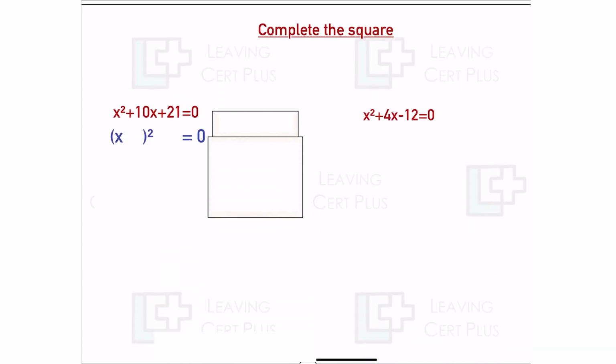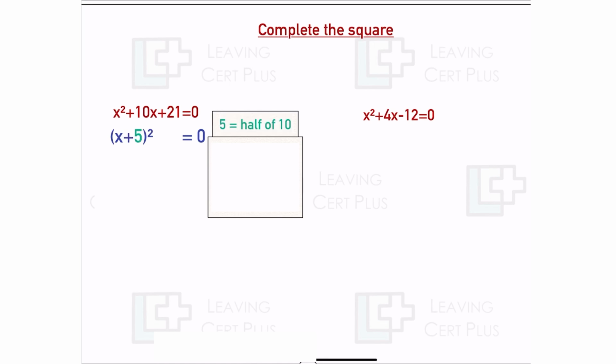So the steps you need to take, if you look at this example here, you've got x squared plus 10x plus 21 is equal to 0. You want to find the roots by completing the square. So first of all, you open up a bracket like we have here. So x, and there's going to be something else in that bracket, and the bracket is to be squared. What that something else is, is half of the number beside the x. So half of 10 is 5, so I'm going to have a plus 5 in there.